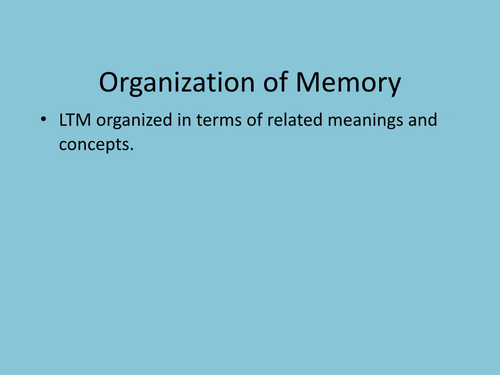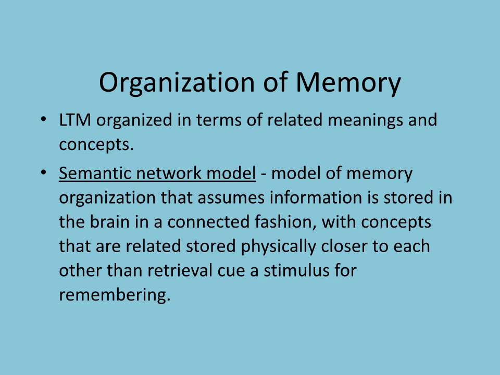Now, when we think about organization of memory, you need to think of long-term memory as related to meanings and concepts. This is all done with your semantic network model, when everything is brought together and tied to each other, and it makes it easier for information to be brought together. For instance, all of your information about school is kind of grouped together. All of your information about your friends is grouped together. So when you think about your friends, it's easier to recall other things about your friends. When you're at school and you're in class, it's easier to remember other school things that you need to do.